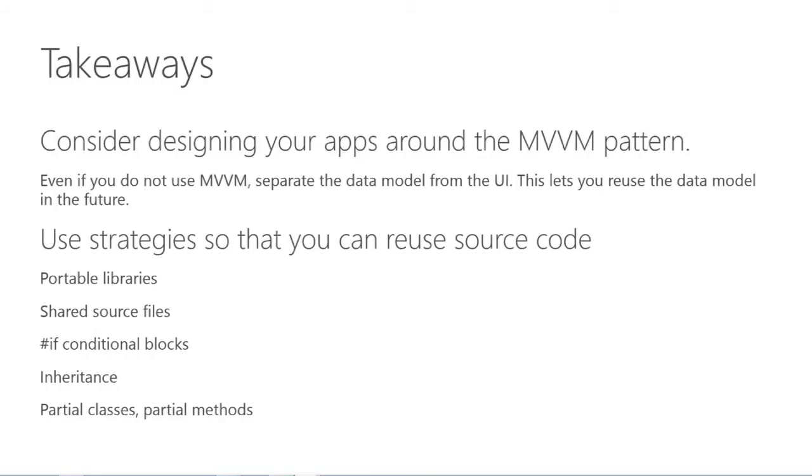Consider the MVVM pattern. That MVVM pattern is really handy. Even if you don't use MVVM, certainly separate your data model out because that will make your code reusable as well. The data models are typically the easiest thing to reuse across both Windows Phone and Windows 8, so take advantage of that. And then use strategies so that you can reuse source code. Some of the ones that we just saw over the past few minutes: portable class libraries, shared source libraries, conditional blocks, inheritance, and then partial classes and partial methods.